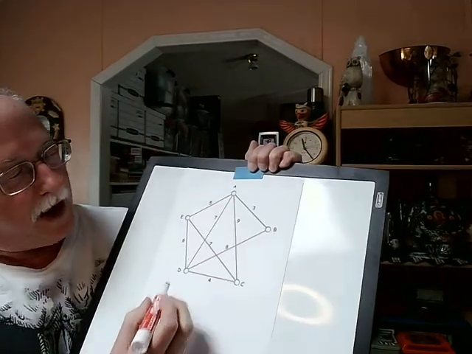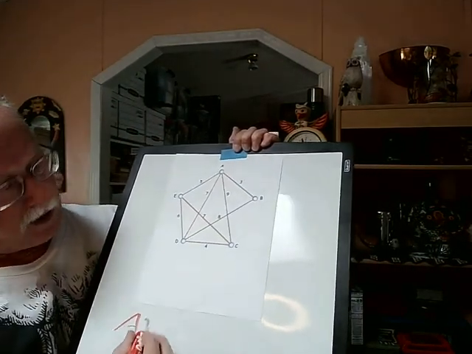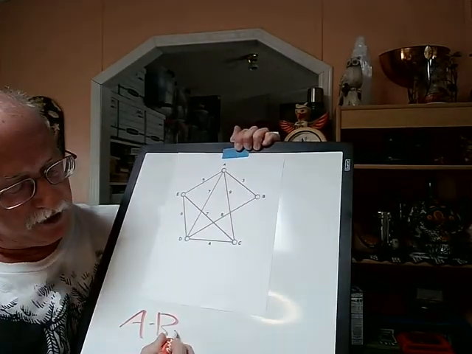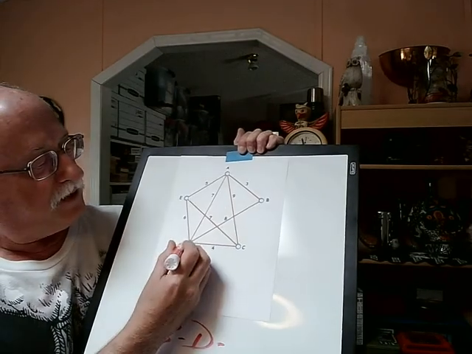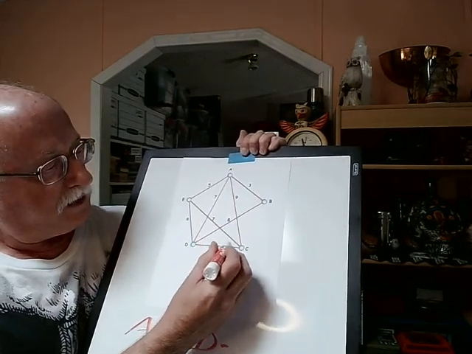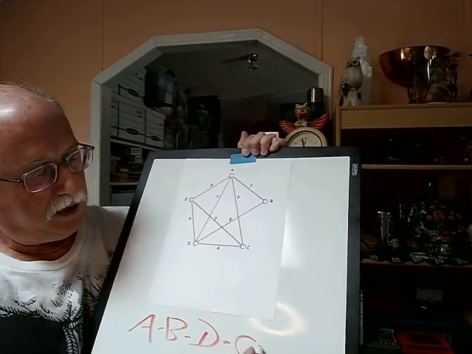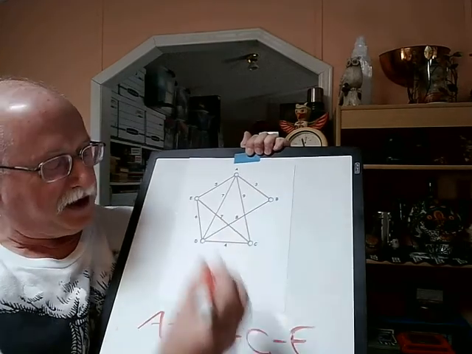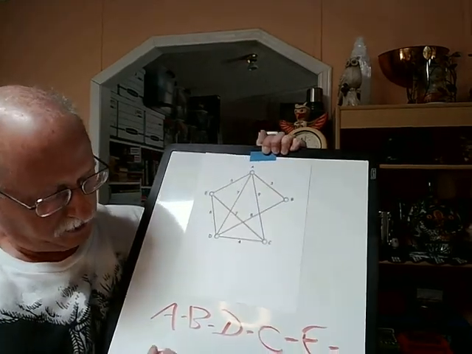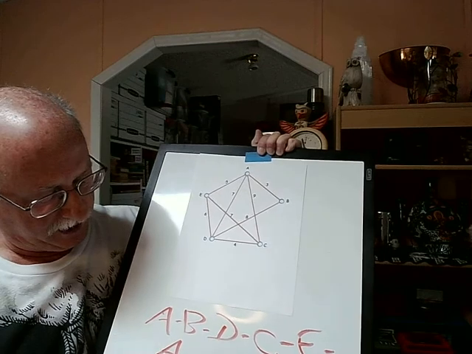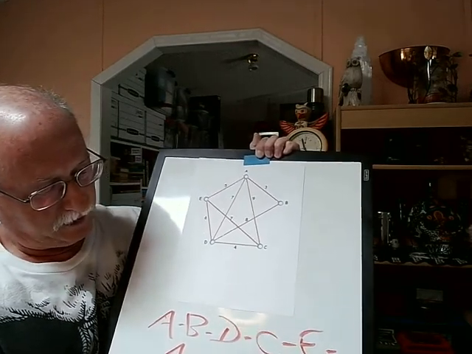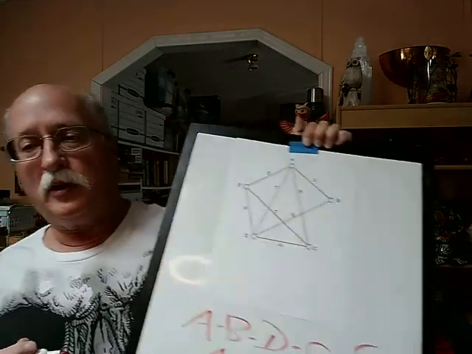So if I start with A, I'll go to B. I have no choice really but to go to D. From D, well, I could go to C. C takes me to E. And then E takes me to A. So again, I'm starting and finishing, and that is a circuit. So 6 for full credit.